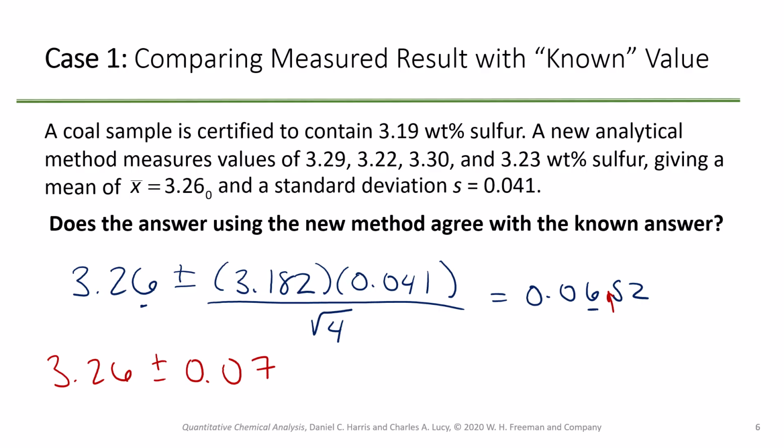We need to see if the 3.19 will fit. So I'm going to subtract 0.07 from 3.26, so 3.19, all the way to 3.33. Okay. If 3.19 is in this range, then it is not significantly different. And since 3.19 is on the low end, then it's still within this range.